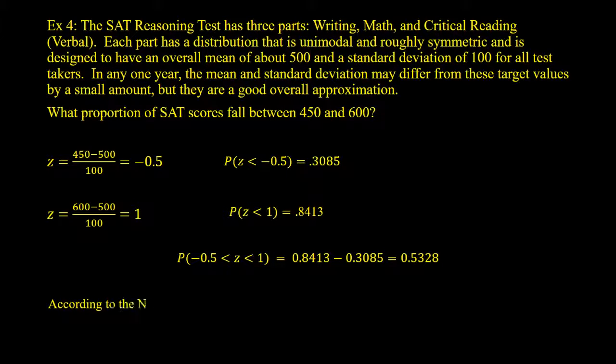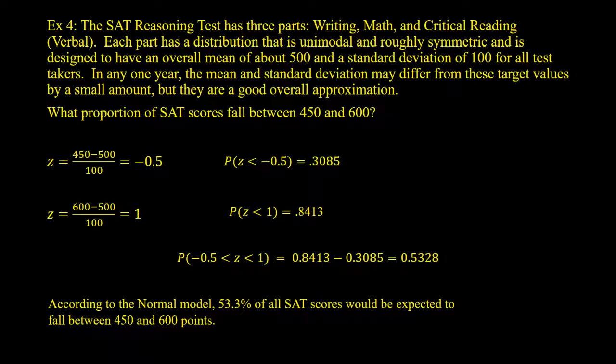According to the normal model, 53.3% of all ACT scores would be expected to fall between 450 and 600 points. Since the question said proportion, it's okay to write it out as a percentage. If it said probability, you have to write it as a probability, which would be a number between 0 and 1. Also, we say according to the normal model, because that tells us we're using a model. We're not 100% sure that they're all going to be between there. We're not saying 53.3% of all scores will be between these values. We're saying this model indicates that we would expect to see that result. Remember, this is a model, it's not reality.